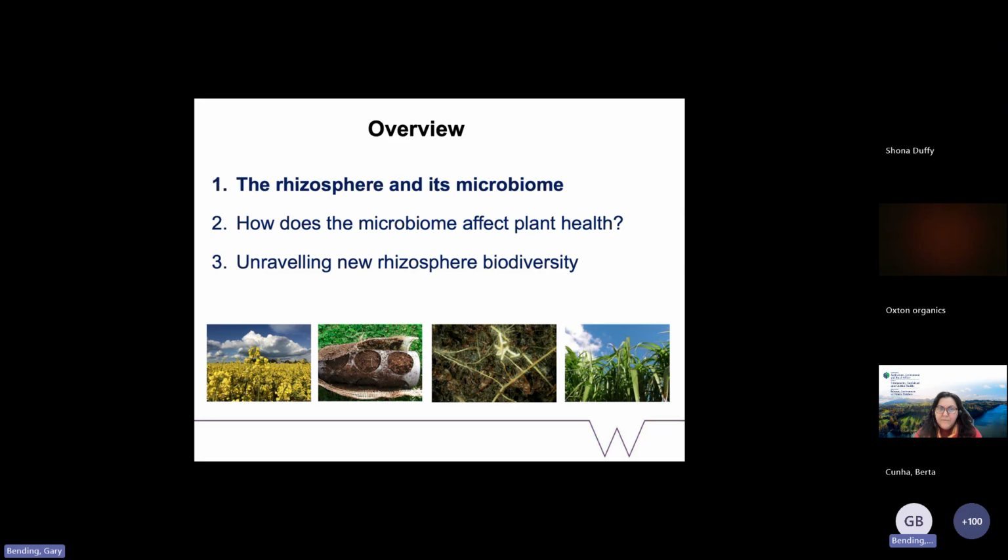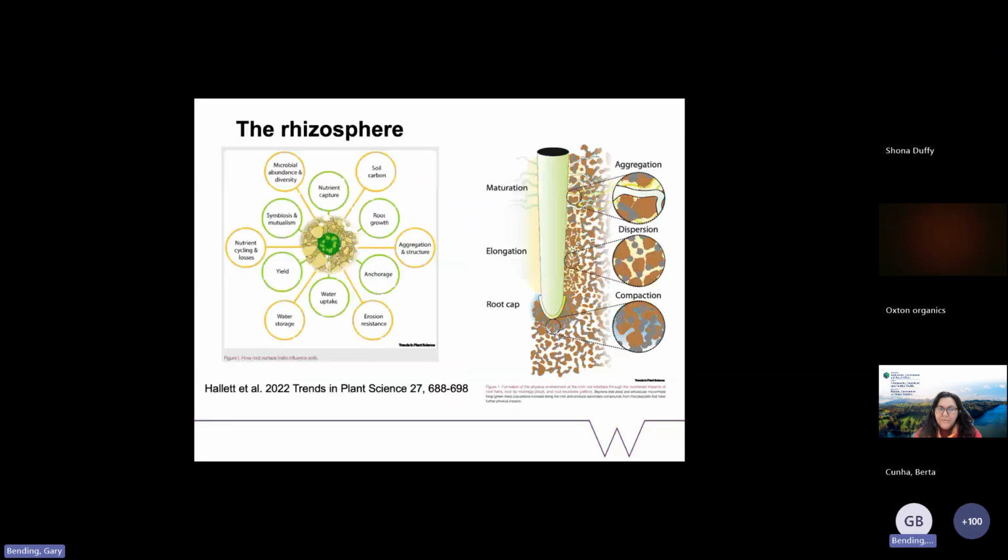So the first one then, the rhizosphere and its microbiome. The rhizosphere really represents the zone of soil around roots, and it's a very important zone.